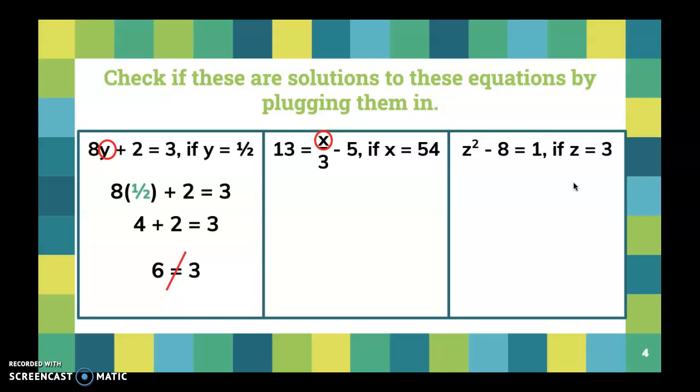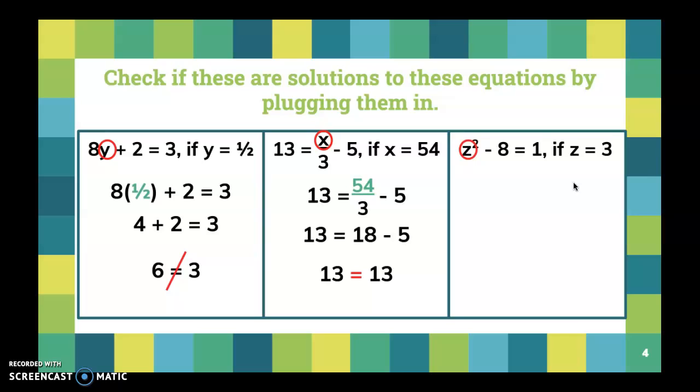Let's look at the next one. 13 equals x divided by 3 minus 5. If x is 54, will that be a solution? Let's plug in 54 for x. We have 54 divided by 3 minus 5. Order of operations says that I divide first, which would be 18, and then I can subtract the 5, which would be 13. 13 equals 13. Is 54 a solution for this equation? Yes, it is.